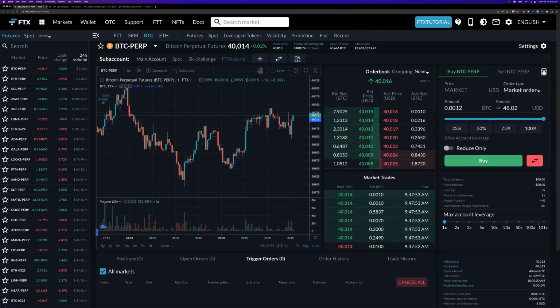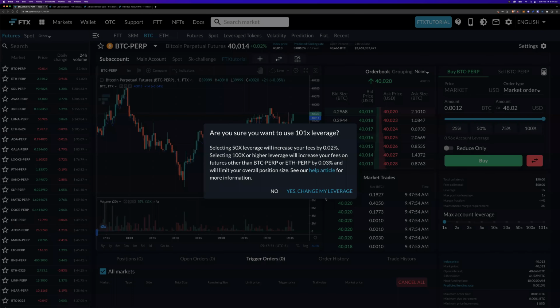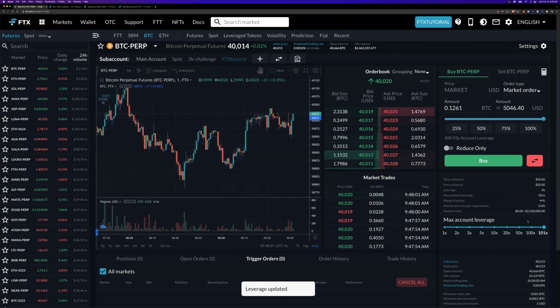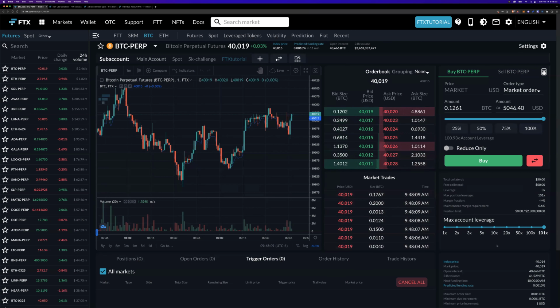I can also lever this up to 101x if I would like to. Obviously, there's going to be significant risk with that, but you can use that kind of leverage. In which case, I can use my $50 and lever that up to almost $5,000. Once again, I do not recommend using leverage or any excess leverage at all.